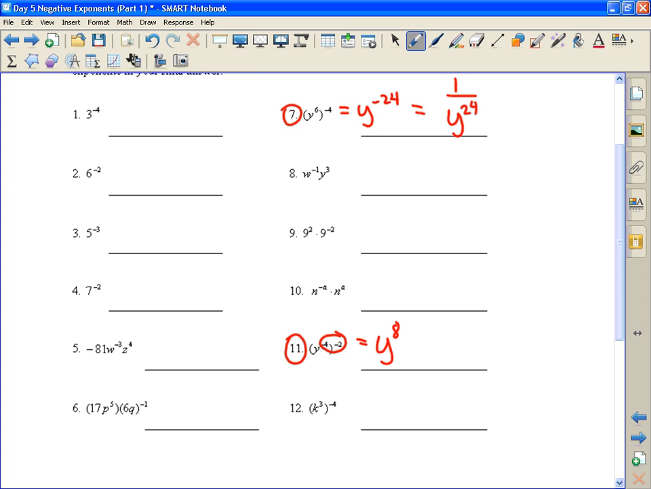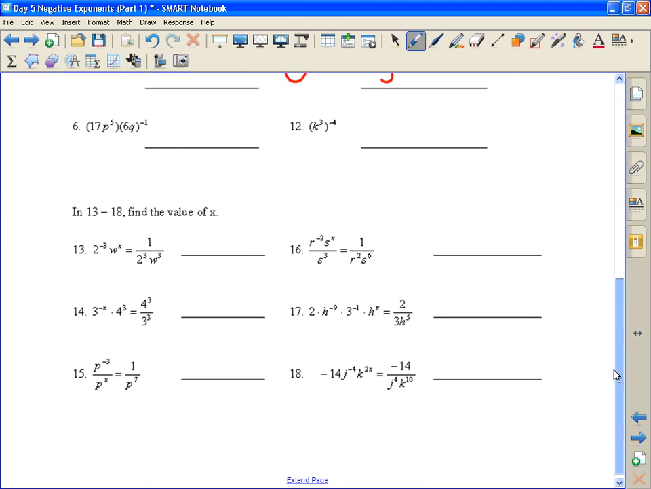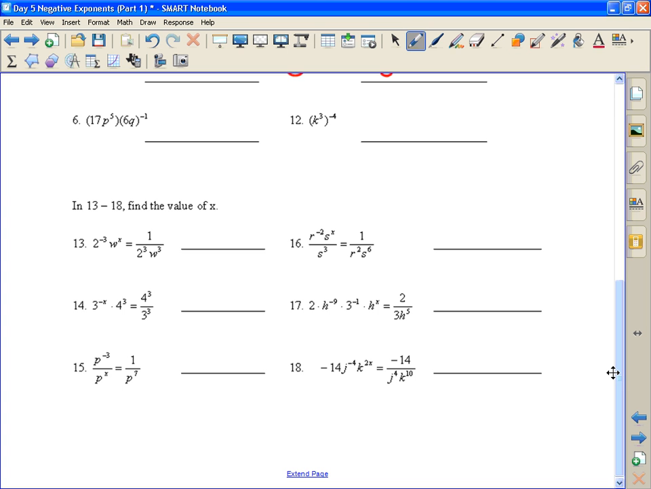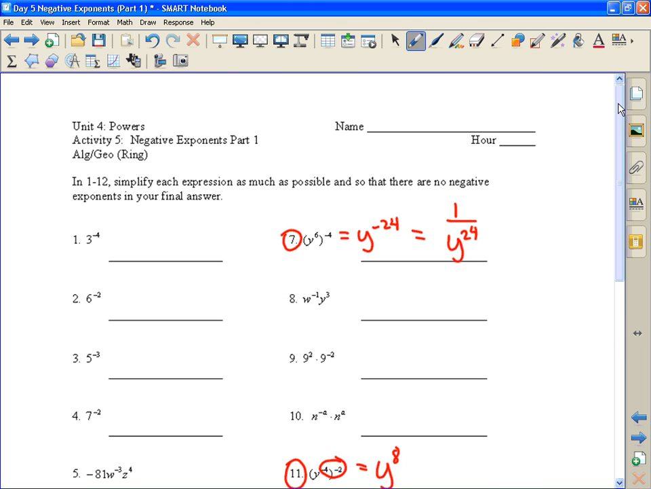So I'm going to encourage you to go ahead and complete this activity. I will tell you that the problems at the bottom, 13 through 18, are a little challenging, but I think that you can handle them. When you're finished, feel free to check your answers and then start the homework.